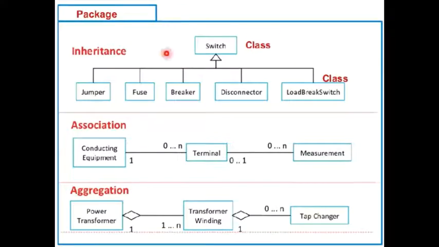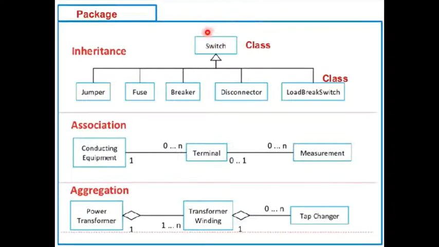So in the common information model, we use three basic connections between the classes. One is inheritance. Inheritance means the parent-child relationship between the classes. That means the parent class, that is switch in this case, will provide the basic parameters to the child classes. That means the child classes will inherit the switch properties from its parent switch class.